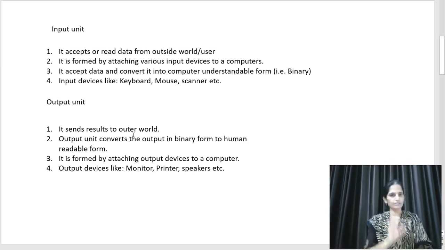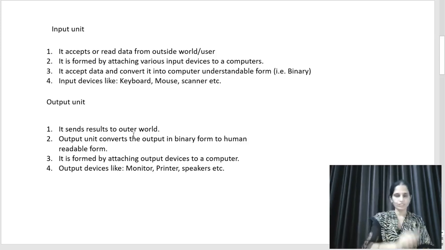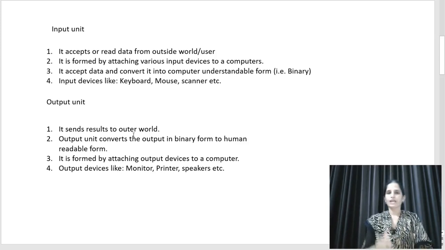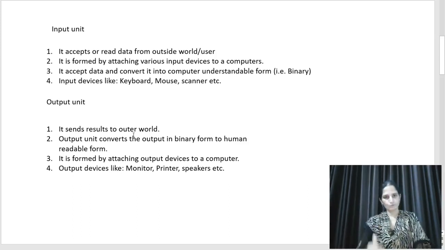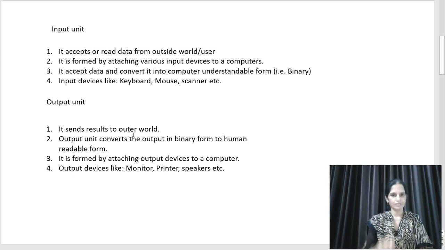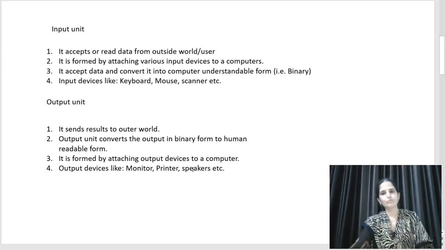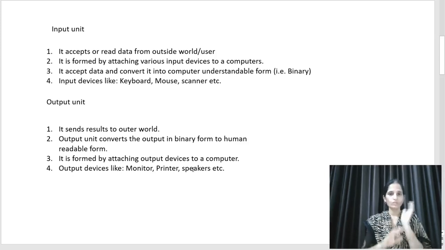This is because the CPU only understands binary. So the input unit converts the data into binary, the CPU processes all the data, and now the output unit accepts the data in the form of binary, converts it into human readable form, and gives the result to the outside world. It is formed by attaching output devices. The output unit does all these activities with the help of output devices.